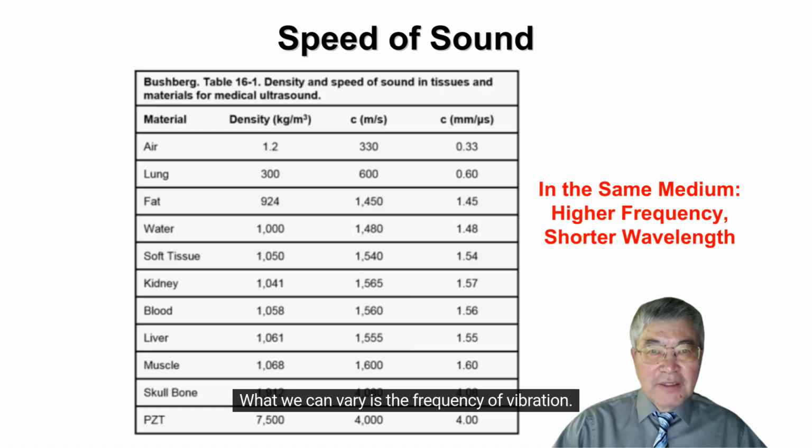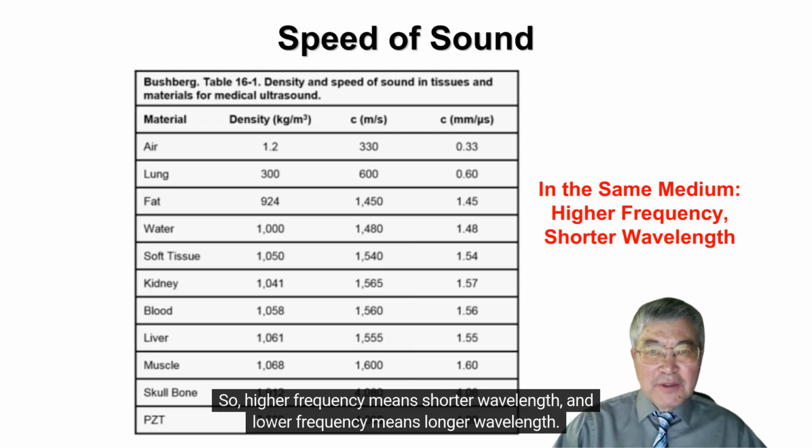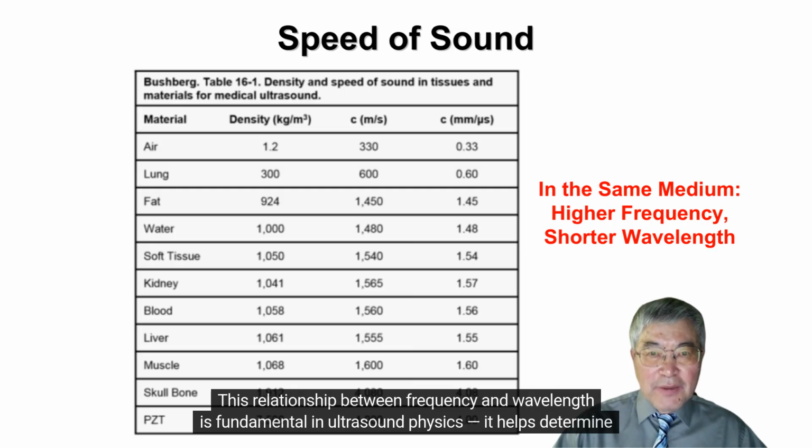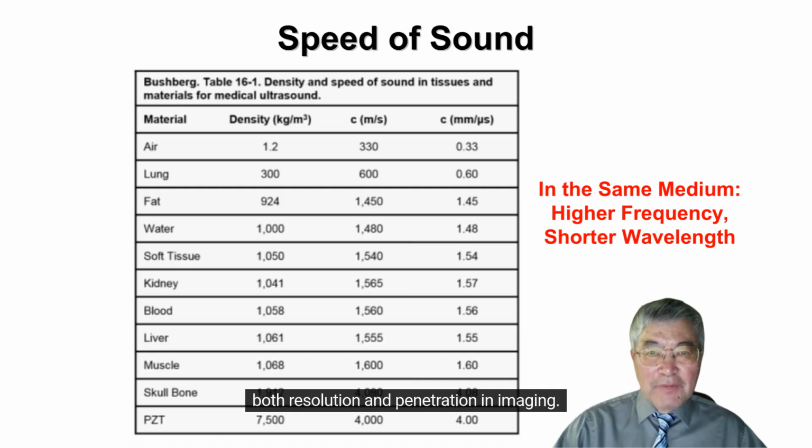What we can vary is the frequency of vibration. When we increase frequency, the wavelength becomes shorter. So higher frequency means shorter wavelength and lower frequency means longer wavelength. This relationship between frequency and wavelength is fundamental in ultrasound physics. It helps determine both resolution and penetration in imaging.